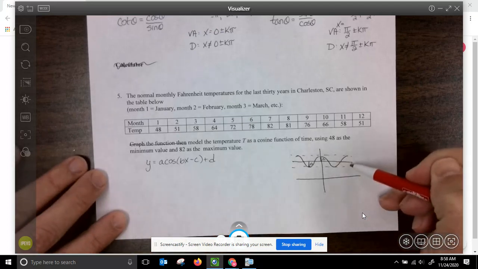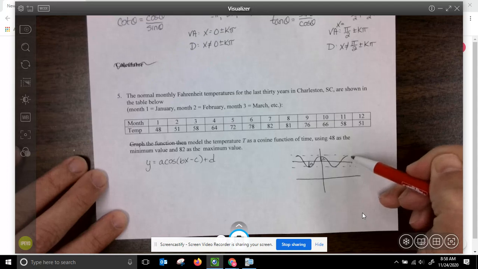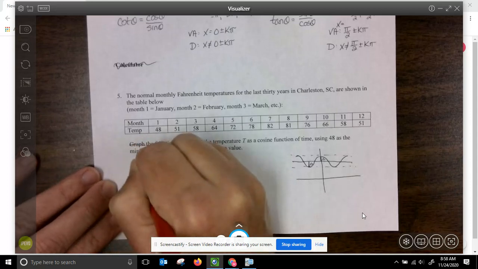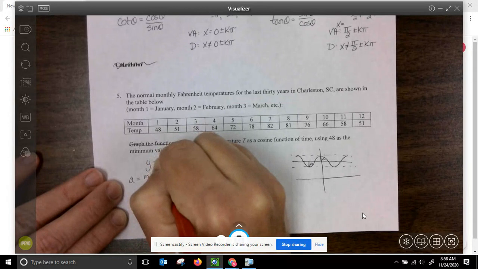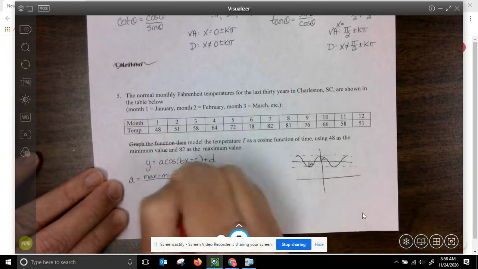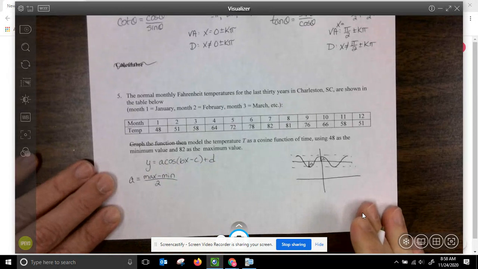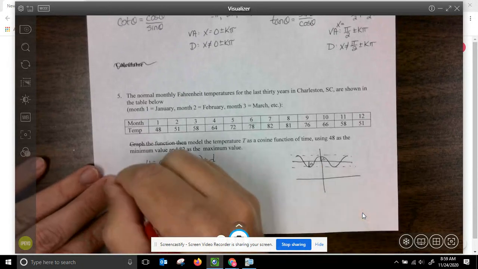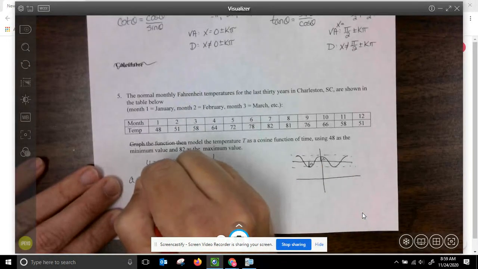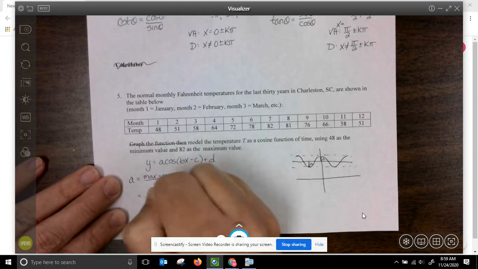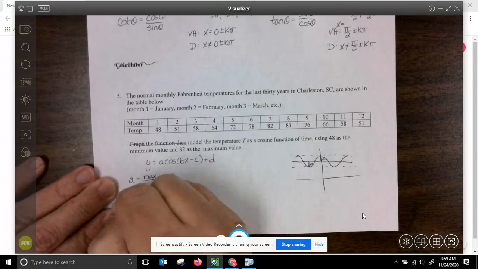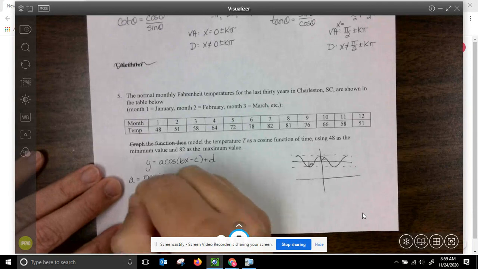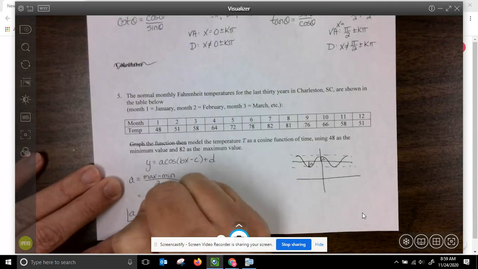So we can find the distance between these two lines simply by taking the maximum value minus the minimum value. So A is going to equal the maximum minus the minimum, and then there's two A's in between there, so I divide it by 2. In this case, it says to use 82 as my maximum and 48 as my minimum. So this is going to equal 82 minus 48 divided by 2. 82 minus 48 is 34. Divided by 2 is 17. So A is 17.